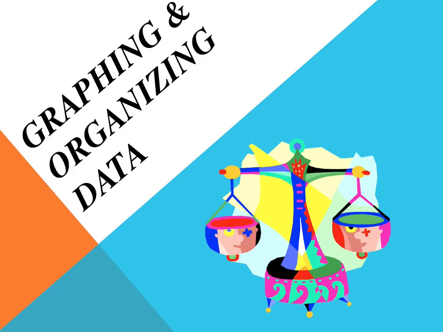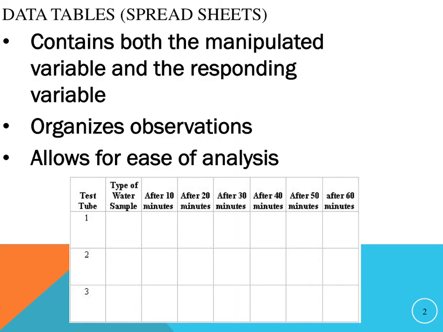We are on the final set of notes for this unit. We are looking at graphing and organizing data. One of the things that scientists use to organize their observations are called data tables. If you use a computer to generate your data tables, we often refer to them as spreadsheets because you can manipulate within that software to do other things.